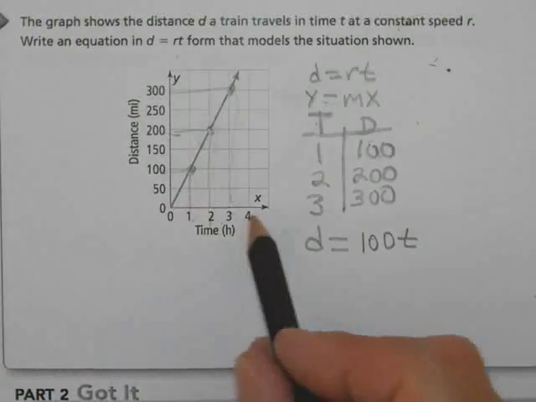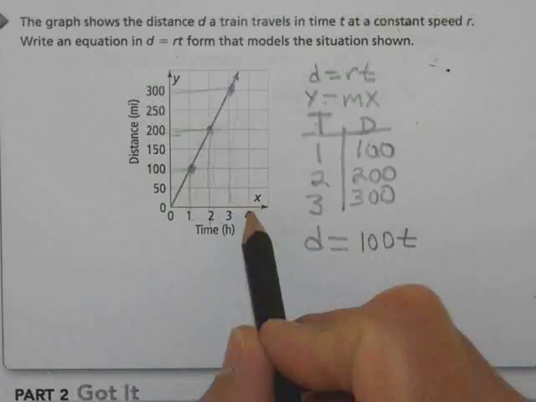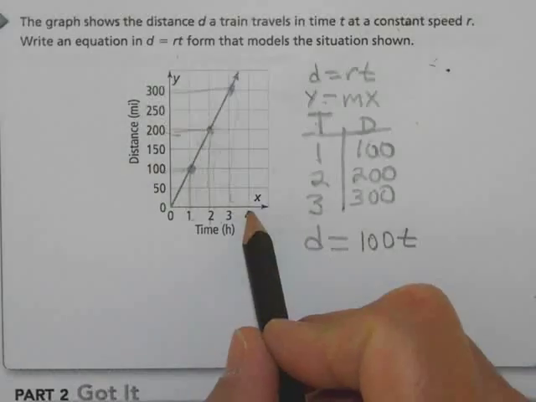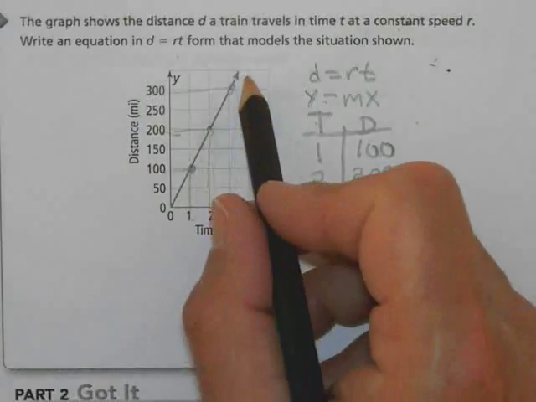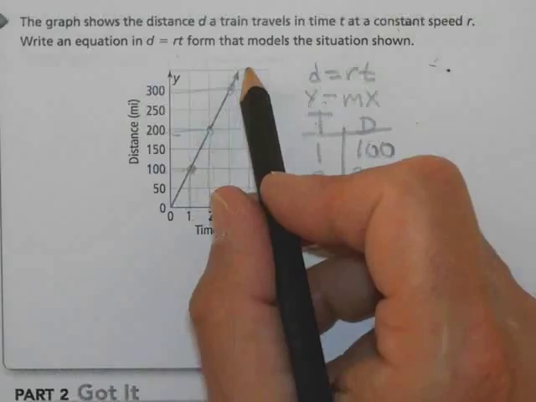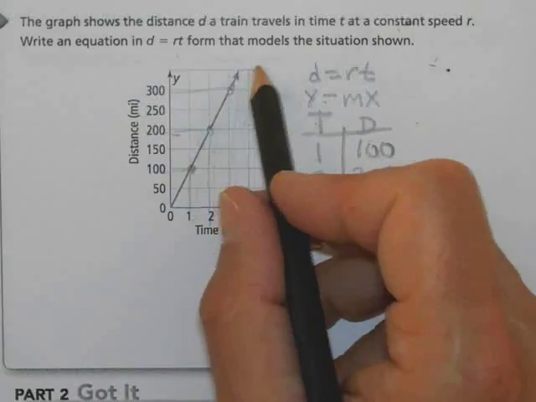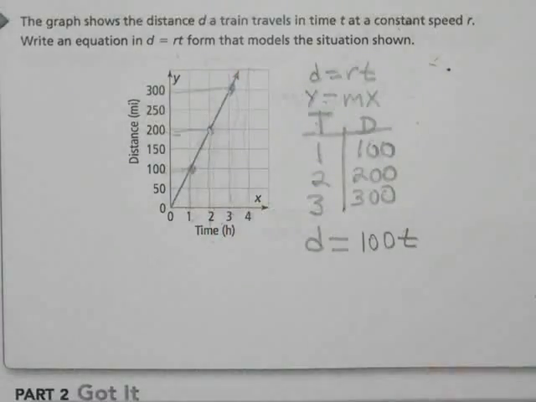So if I go over here to 4 hours, I should expect that to be 400 miles. I would go up this graph until wherever I would find the 400 line, and the graph should meet that point. And that's one example of finding an equation having been given a graph of the line.